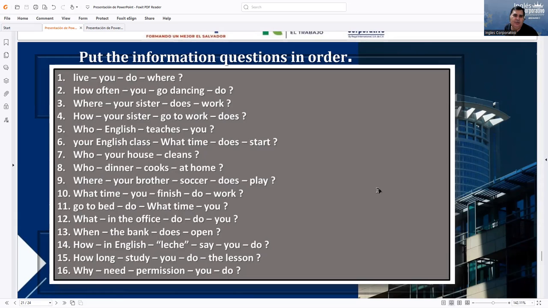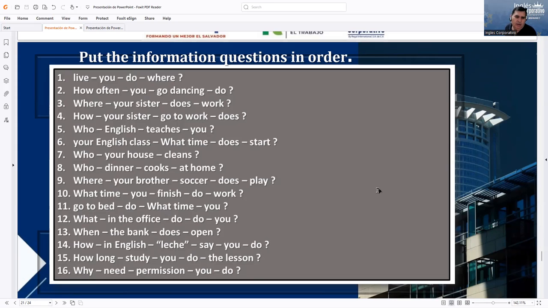Who teaches you English? Six, what time does your English class start? Seven, who cleans your house? Who cleans your house? Eight, who cooks dinner at home? Nine, where does your brother play soccer? Where does your brother play soccer? 10, what time do you finish work?